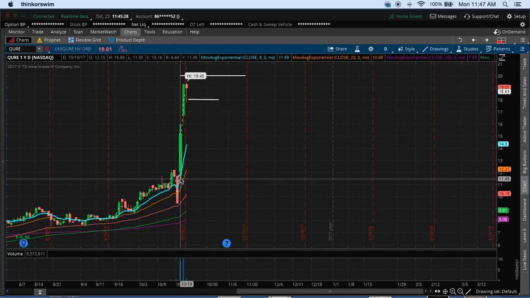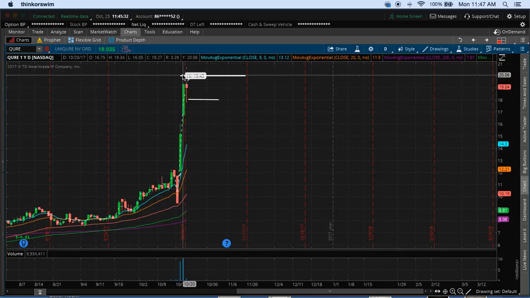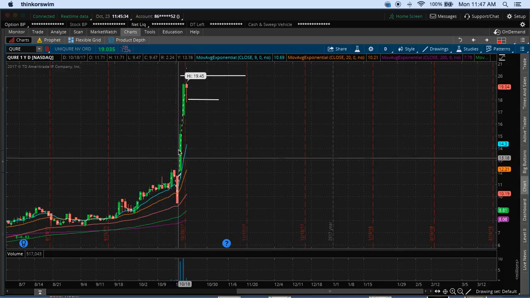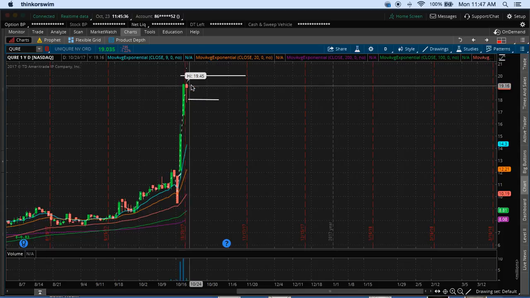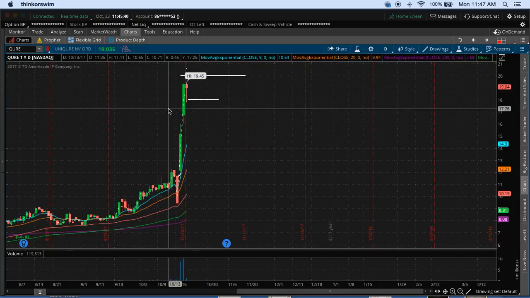So you didn't know it was going to go up this high this day. You didn't know it was going to go up this high this day. But what you do know is after it went up this high altogether, it's going to have a red day in here eventually, and you just have to find it, and you'll have to know how to play it.